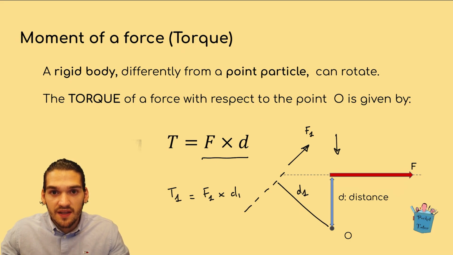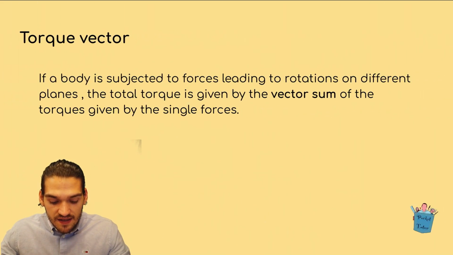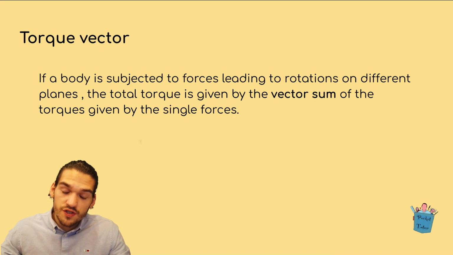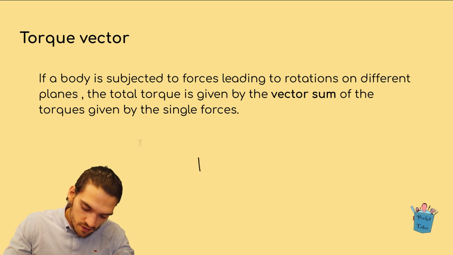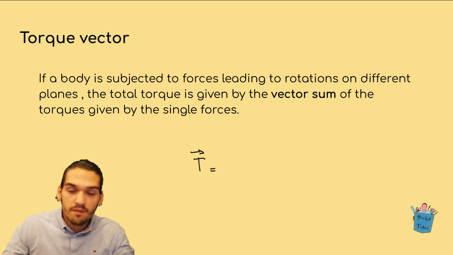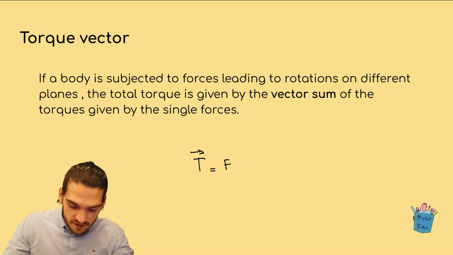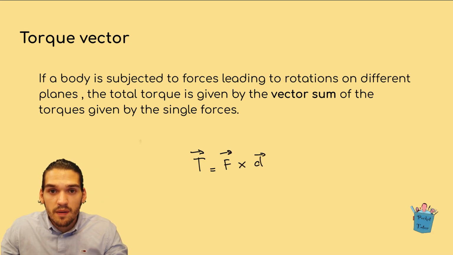But if we expand our vision to 3 dimensions, the torque becomes a vector. And if a body is subjected to forces leading to rotations on different planes, then the total torque will be given by the vector sum of all the torques acting on the body. This means that in 3 dimensions, the torque is a vector and is given by the cross product between the vector force and the vector distance. Because, as you can remember, the cross product will give another vector.